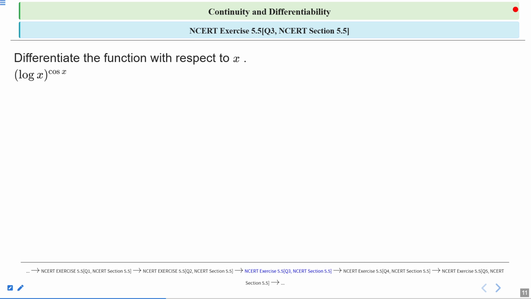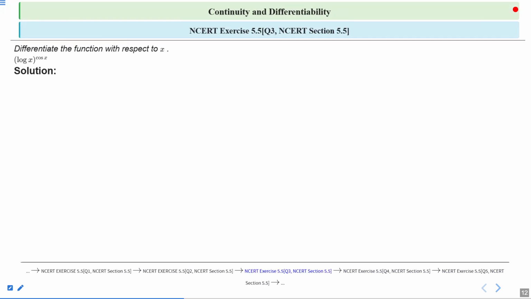Differentiate the function with respect to x, right? You have to differentiate the given function (log x) to the power cos x in terms of x. Clear? So you have again 15 seconds to solve or think about this question. After that, we'll move to the solution part, right? Okay, let us move to the solution part. We have to differentiate with respect to x the expression (log x) to the power cos x, right? So let us see the solution part.